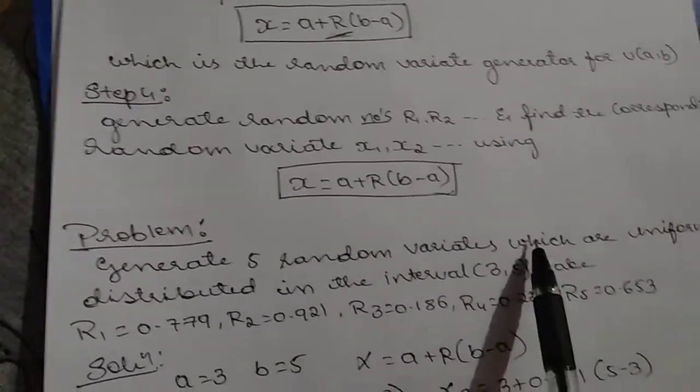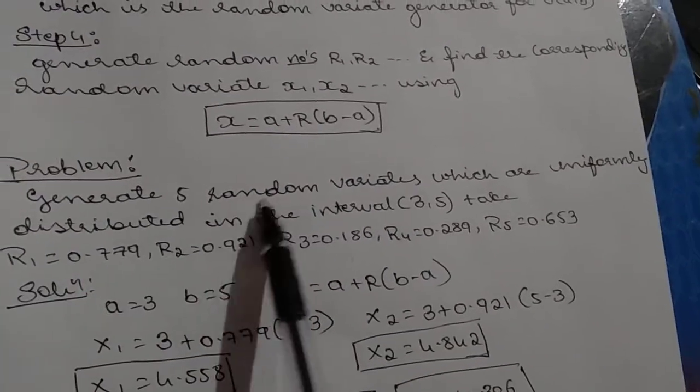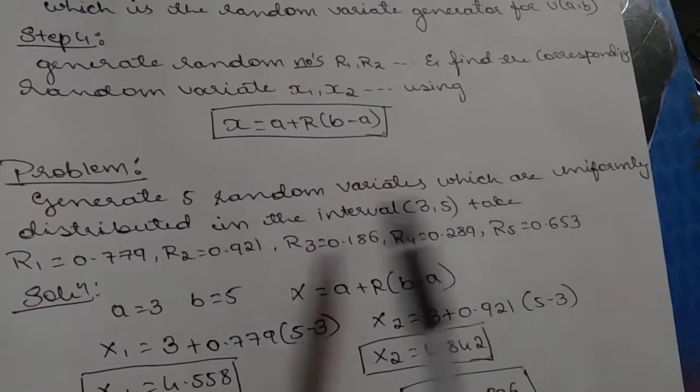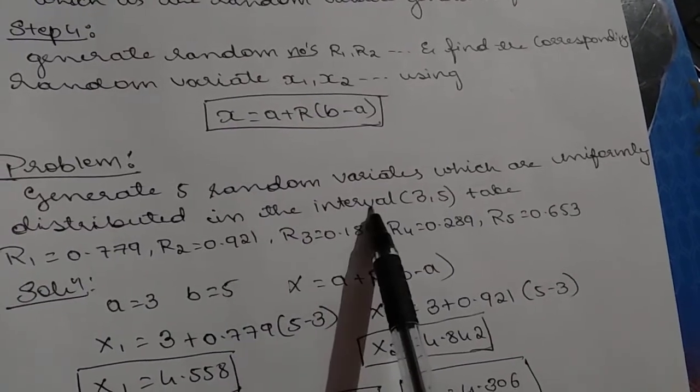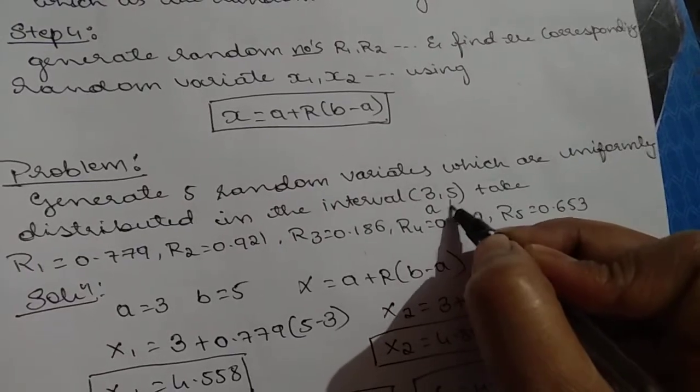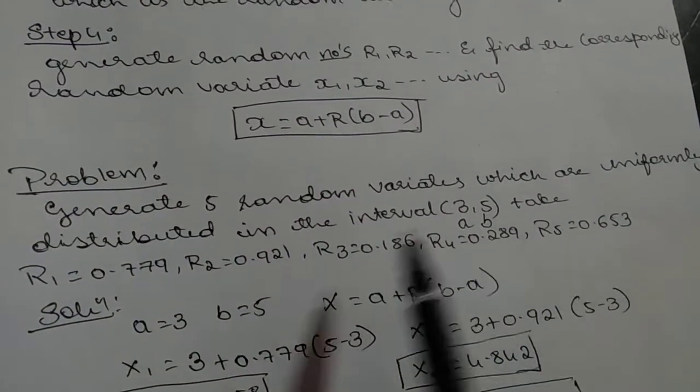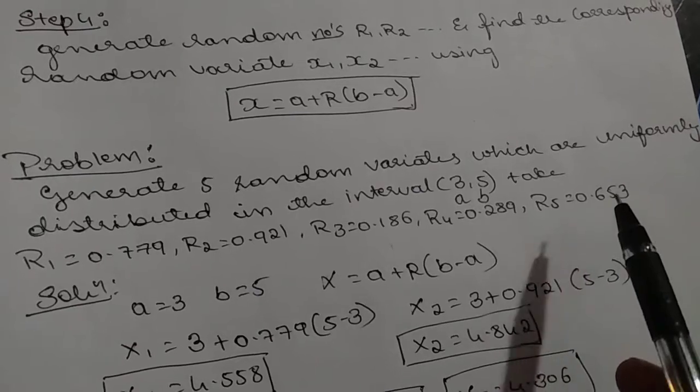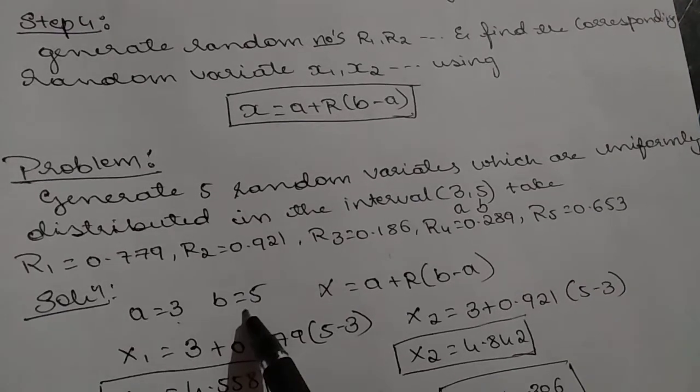Now this is also very easy. We'll go for the problem. Generate 5 random variates which are uniformly distributed in the interval 3, 5. 3, 5 means the interval they have given. This is a and this is b. These are the random numbers which are given. A is equal to 3 and b is equal to 5.